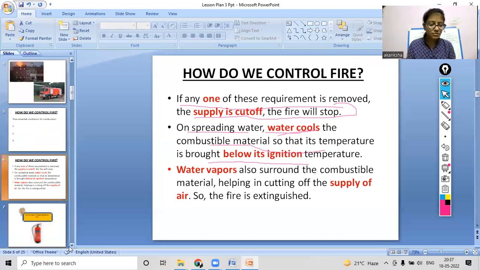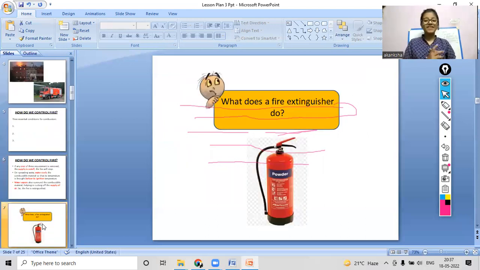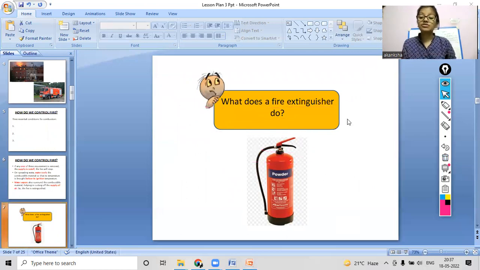Okay, before that we have a curiosity question again. So now I have a question for you. What does a fire extinguisher do? You must have seen this fire extinguisher everywhere around you. In your schools, in your vehicles, in your cars it is present. In petrol pumps, and at your home also some people have this. So why do you think we have a fire extinguisher, or what does it do?